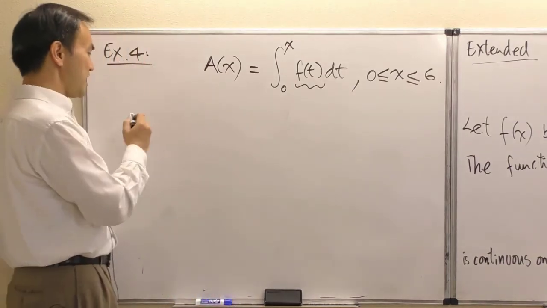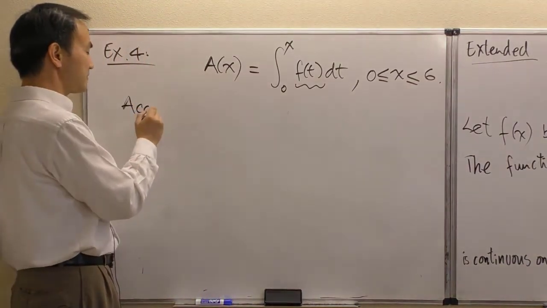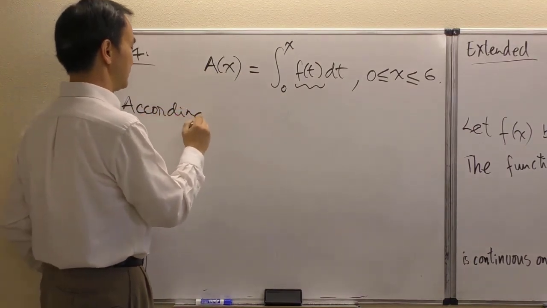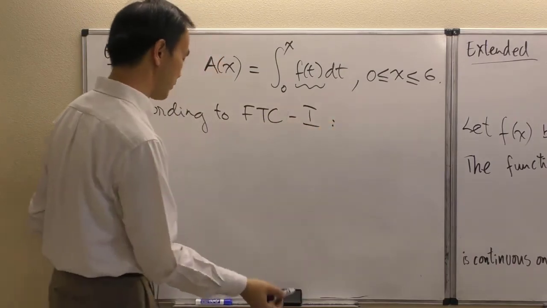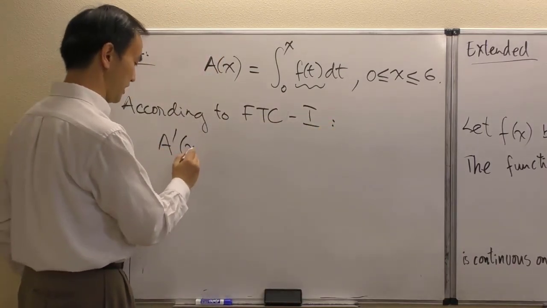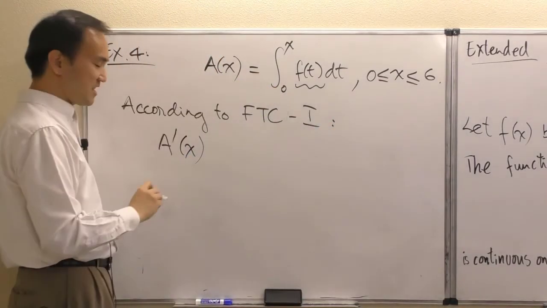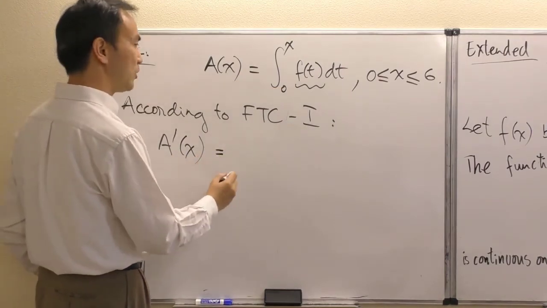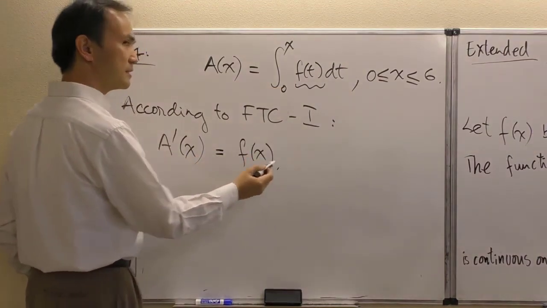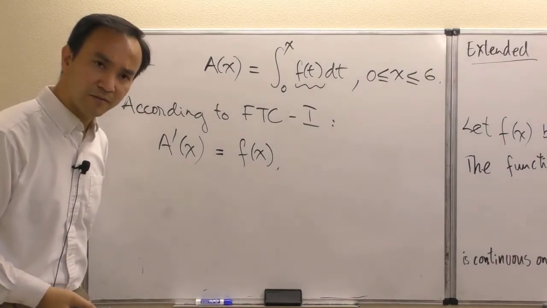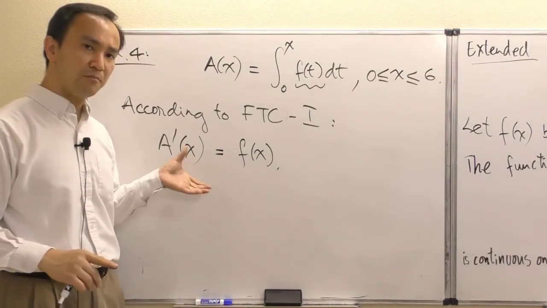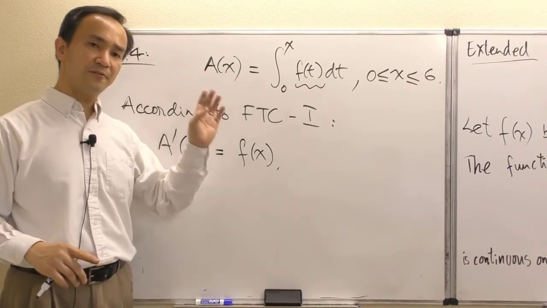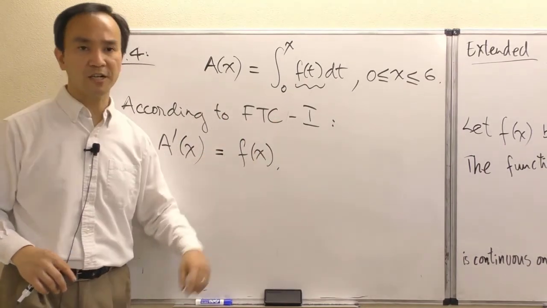And so in that way now, according to the fundamental theorem of calculus, the first part, this is what I know. One thing I know for sure, if A of x is defined that way, then A prime of x has to equal f of x. That's the first result right here, immediately guaranteed by the fundamental theorem of calculus, the first part.